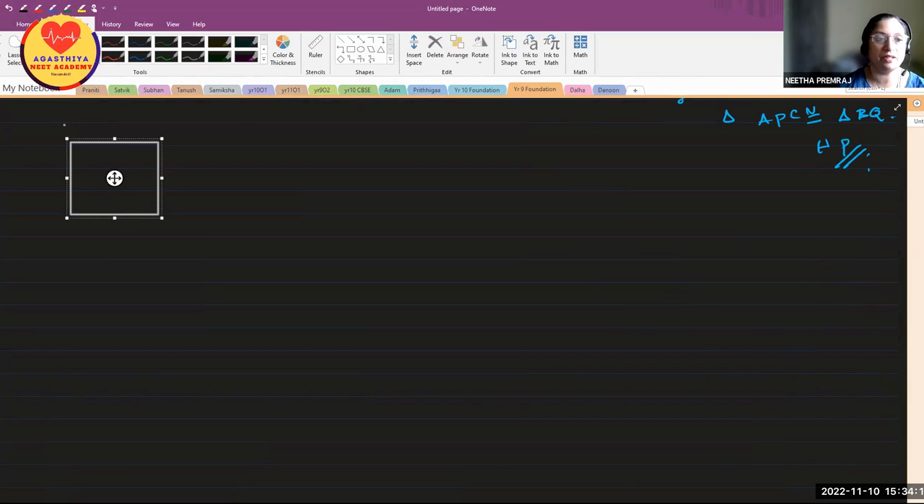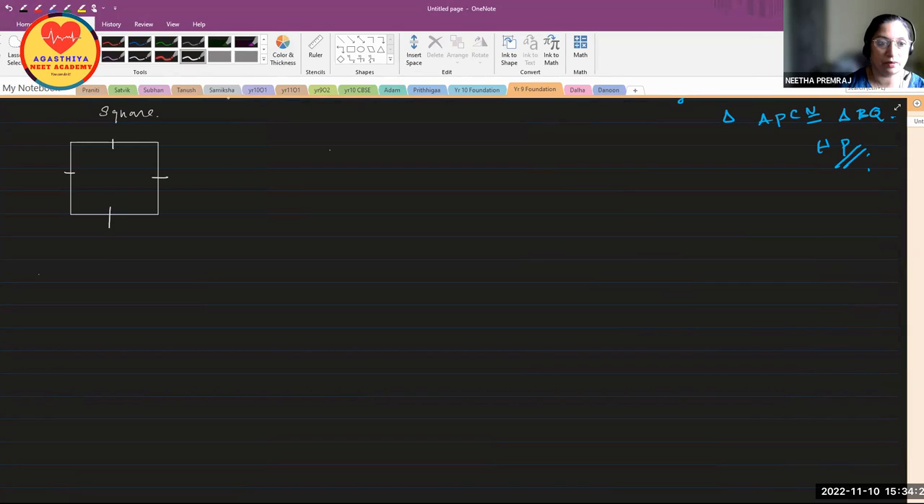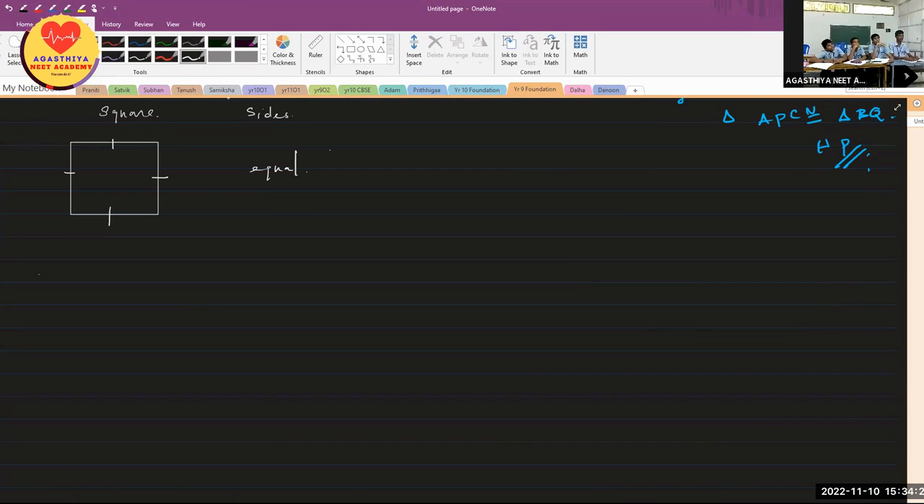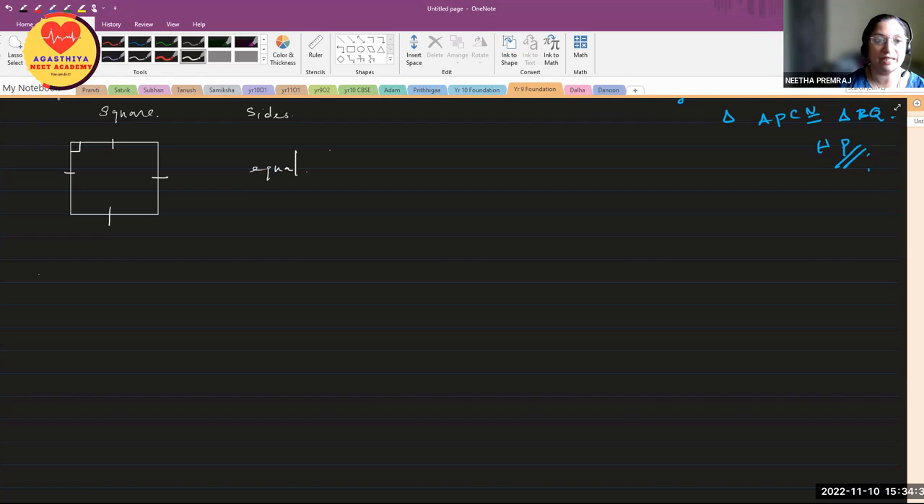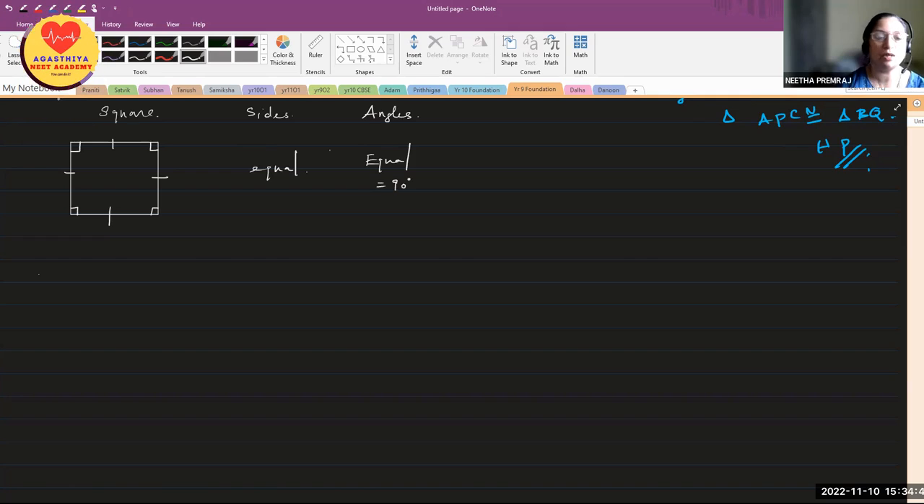Name the figure. What is this? Square. Tell me the properties of a square. Four sides are equal. Then what else you know? Angles equal to 90 degrees, isn't it? All the angles are equal and equal to 90 degree. Then what else you know?